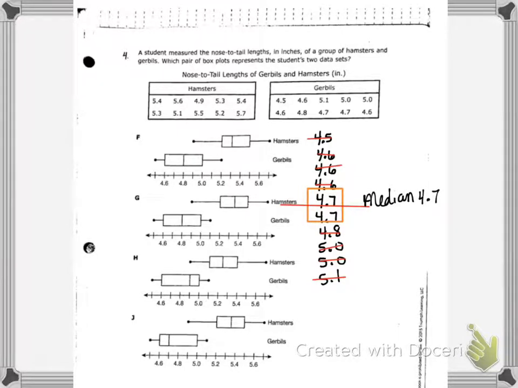All right, so let's look and see which one shows the median at 4.7. So this is 4.7, and there's no median here, so that's not the answer. There's no median here, no median here. Oh, there's the median, J. So that was a little bit easier. I didn't have to find the full 5-number summary. I just had to find the median of the gerbils. So that was kind of nice.